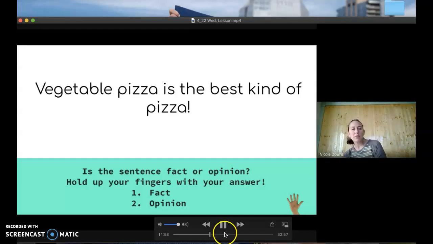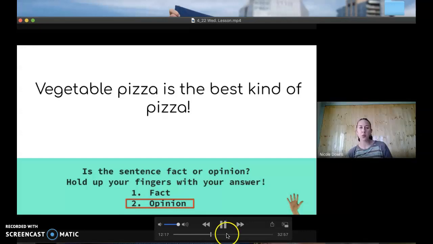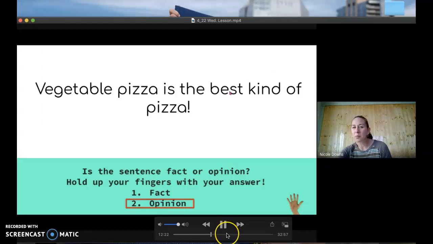Medell, unmute yourself and tell me, how did you know that this was an opinion? You are correct. How did you know, Medell? So was there a word in there that told you that it was an opinion? Yes. Which word? I'm looking at this word. What's this word right here, Medell? Best. If somebody says it's your best, that's a opinion.